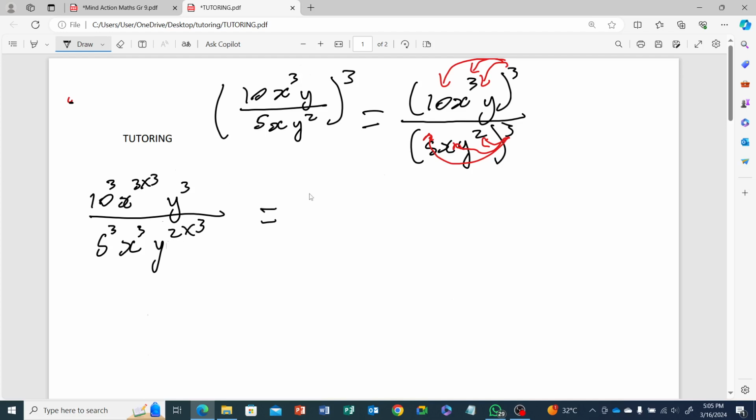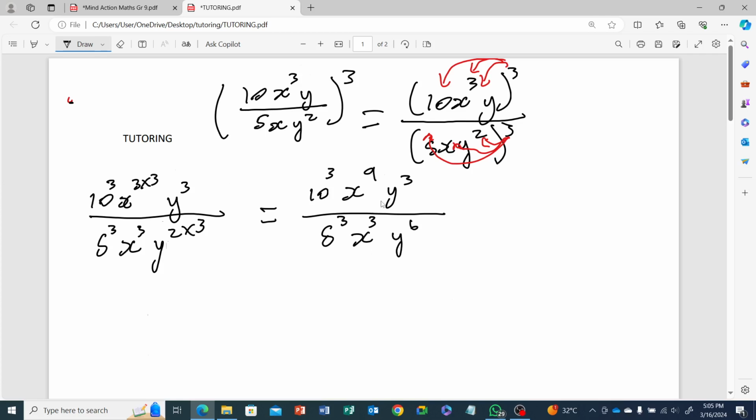Which is the same as 10 cubed, then we have x to the 9 y cubed all over 5 cubed x cubed y to the exponent of 6.